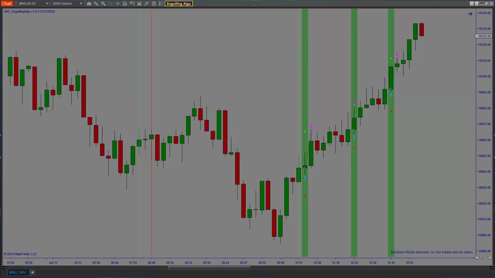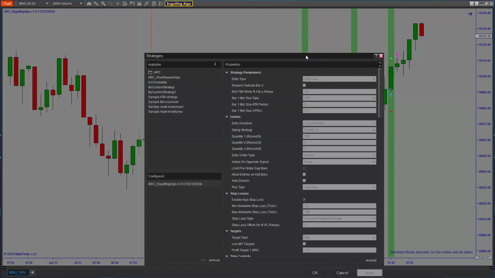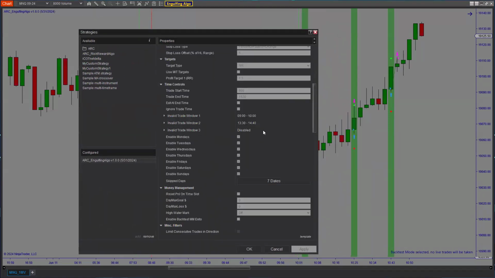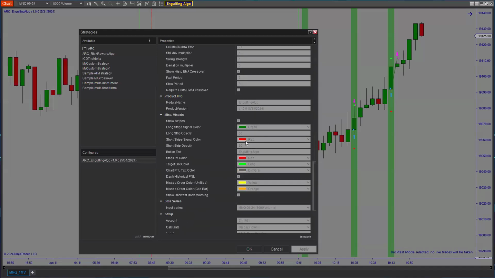The sizing strategy area, please elaborate. I'm not sure I understand that one. Green and red vertical, what am I missing? So green and red verticals, if you go into the strategy settings, there's a setting for that. You see this one that says miscellaneous visuals? It's the first one, show stripes. You just need to check that box.